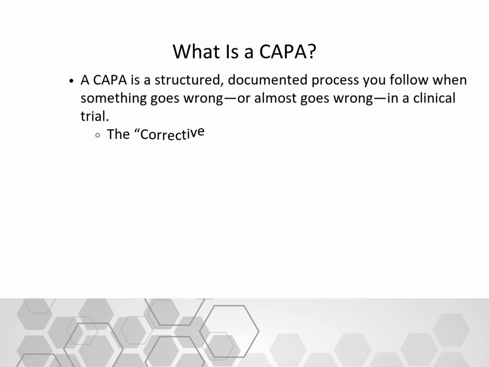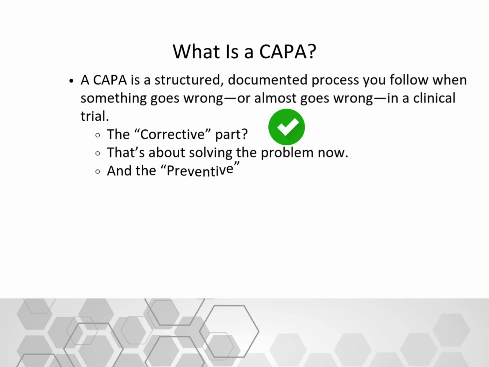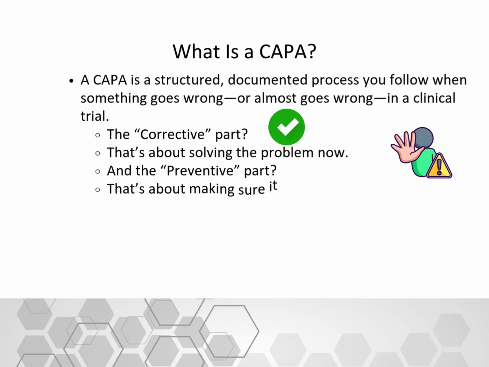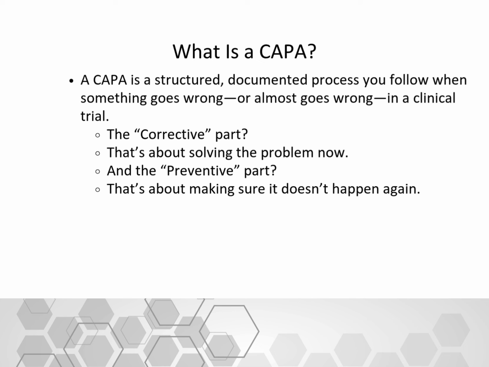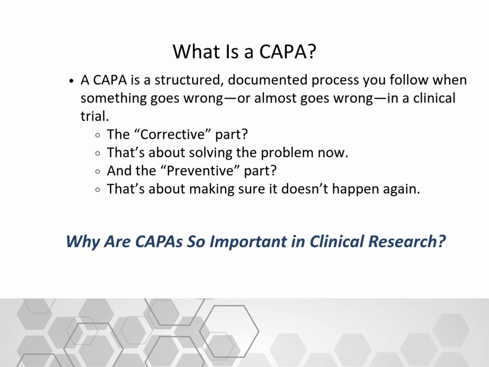The corrective part, that's about solving the problem now. And the preventive part, that's about making sure it doesn't happen again. Then, we're talking here about root cause analysis and sustainable solutions. CAPAs are so important in clinical research because clinical trials are complex, multiple stakeholders, global sites, strict timelines. With so many moving parts, even small issues can ripple out into major consequences.